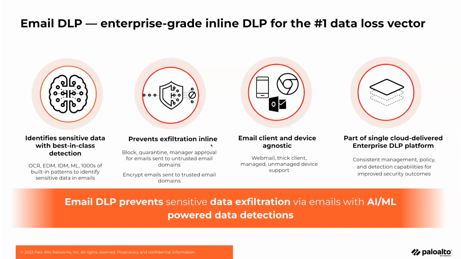Email DLP was recently released from Palo Alto. This again identifies sensitive data with all the best-in-class detections that we have, including some of the more advanced techniques which I'll go into today. The purpose of this is to prevent exfiltration, so outbound email, but in an inline manner, meaning you're able to block or quarantine emails sent to untrusted domains.